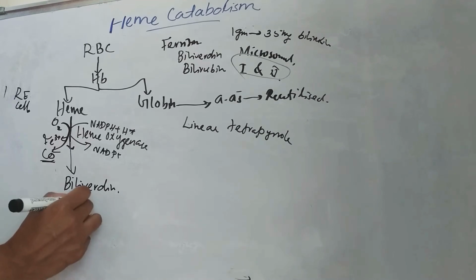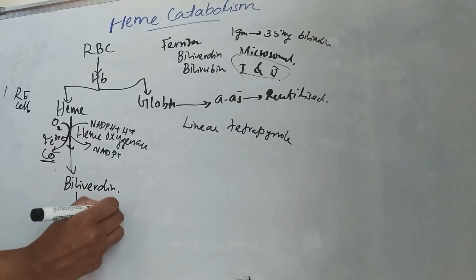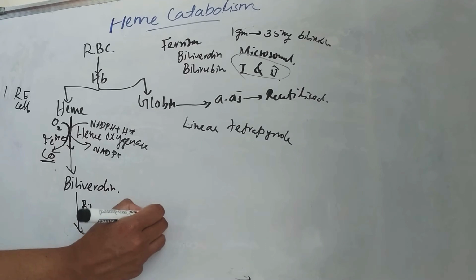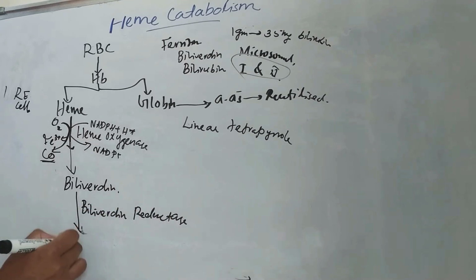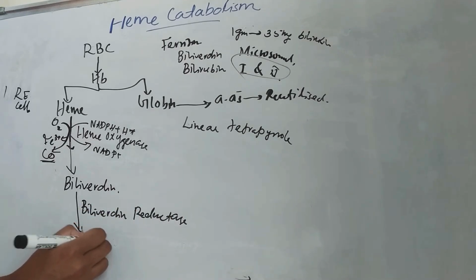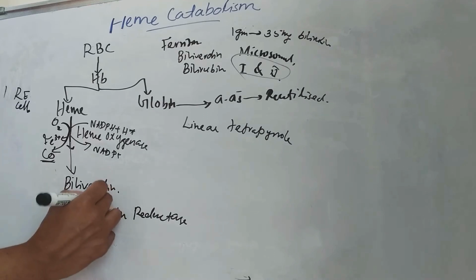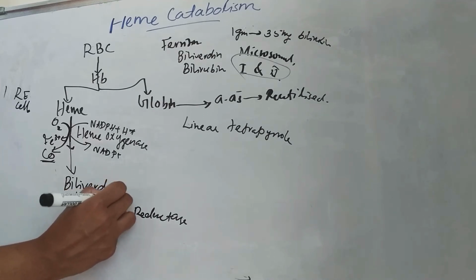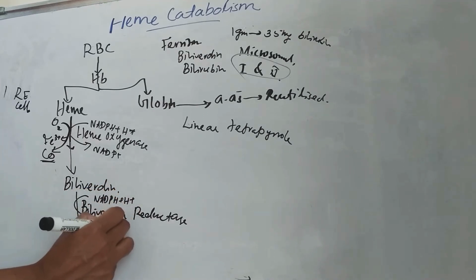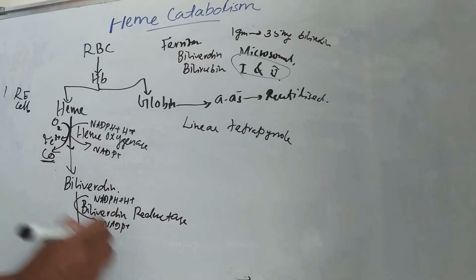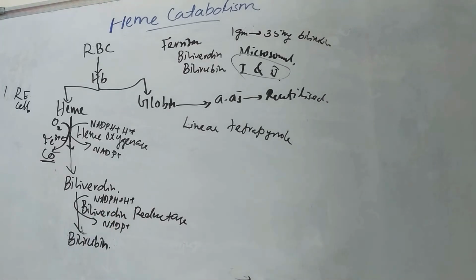This is by the enzyme biliverdin reductase, to bilirubin. This enzyme is also NADPH dependent, NADPH plus H plus to NADP plus. So bilirubin is formed. So this is the formation of bilirubin. Then the next step is transport of bilirubin.